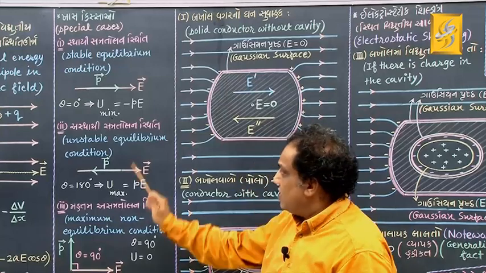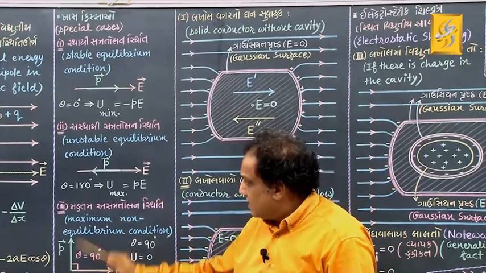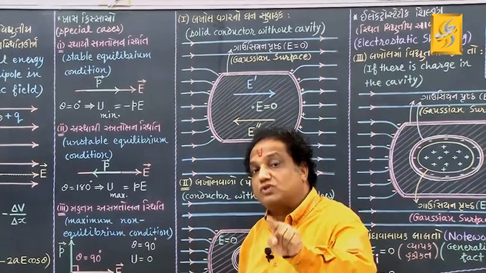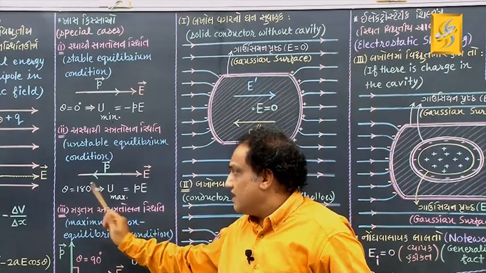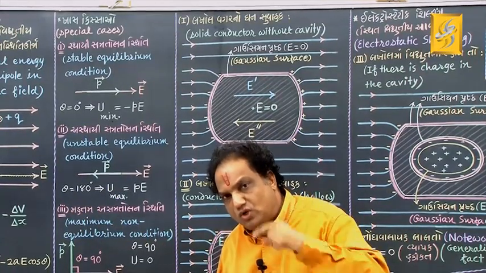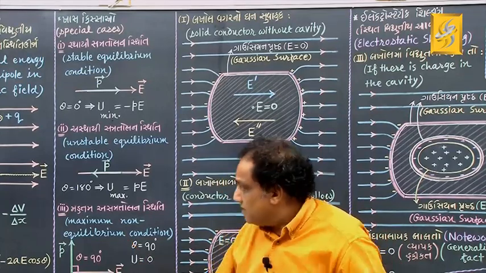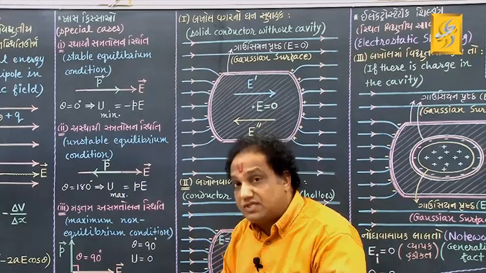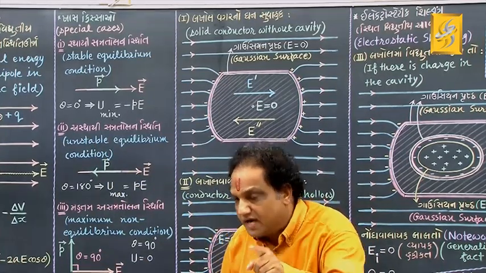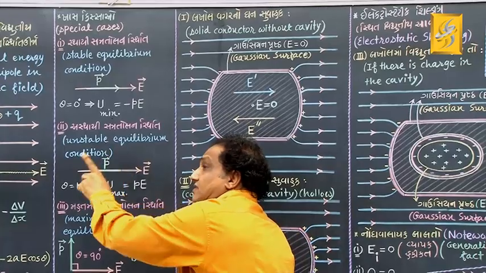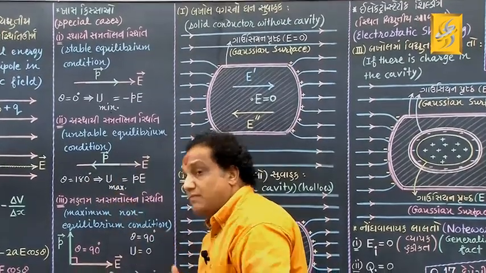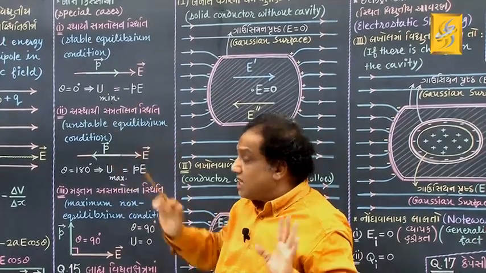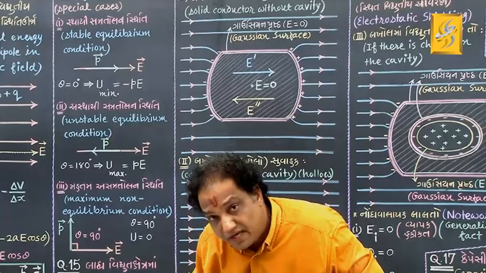Fine. Now, why do we call it equilibrium condition? Because in this condition also, torque is 0. You know the torque formula, tau equals PE sin theta. When theta is 180 degree, sin theta is 0, torque is 0. Because there is no torque, this dipole will remain like this only. But then, why do we call it unstable equilibrium condition? The reason is that if you disturb it even slightly, it doesn't come back to the same condition, it comes to this condition finally, okay. So, this is unstable equilibrium condition, correct.